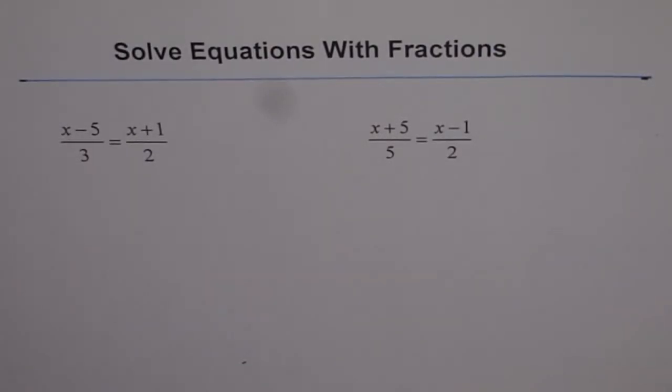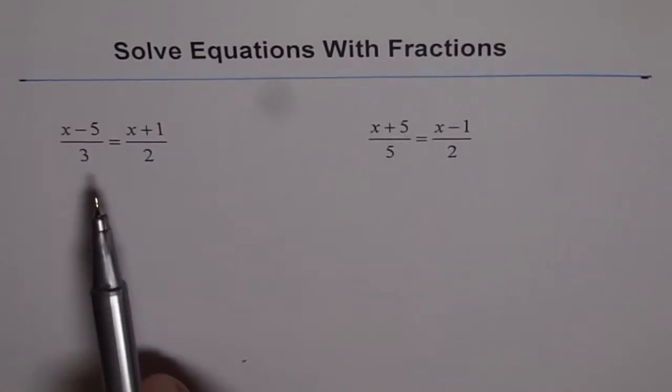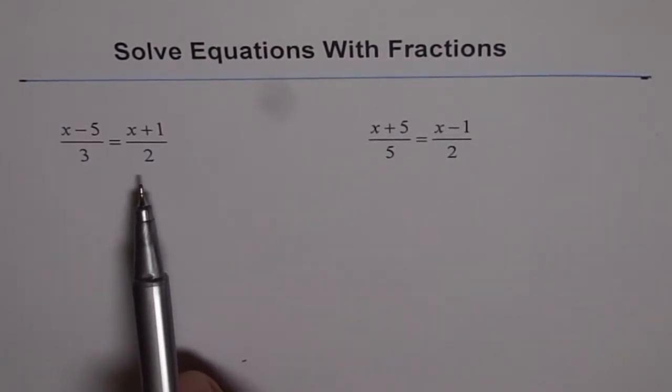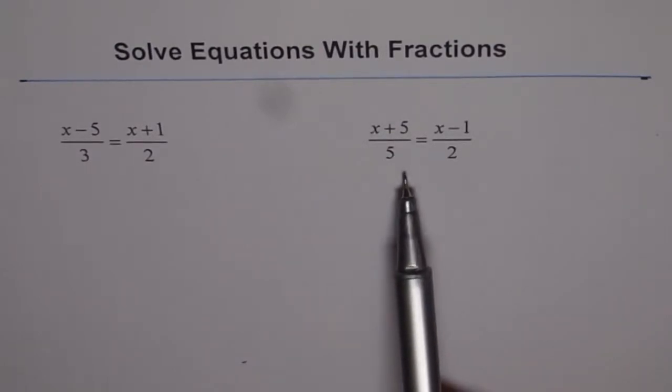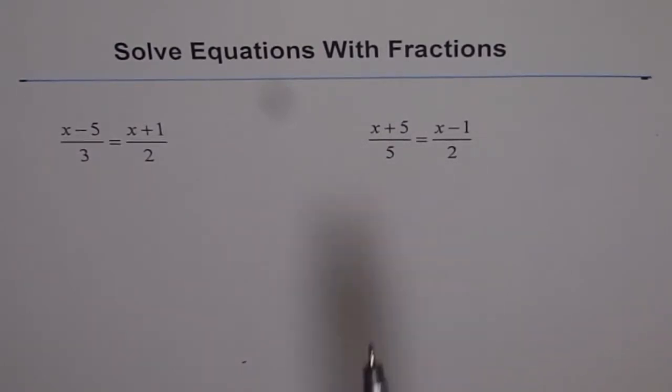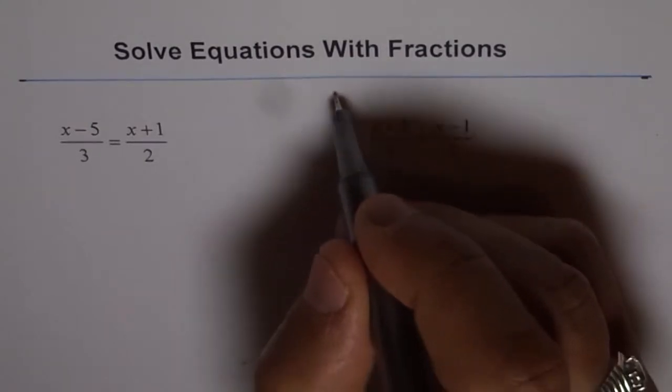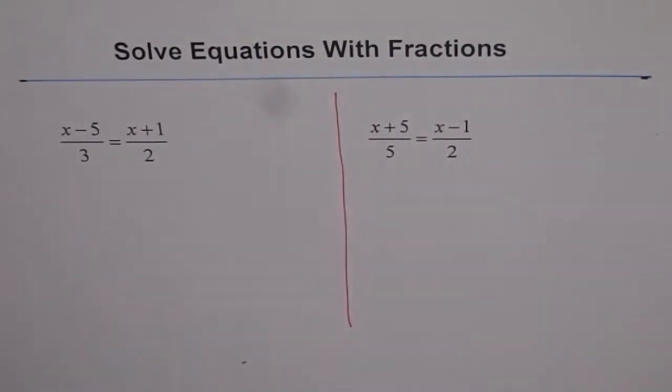Solve equations with fractions. (x − 5)/3 = (x + 1)/2, and (x + 5)/5 = (x − 1)/2. So as usual, I will do one of these equations. The other one is for you to practice. Now let me do the one on the left side this time.